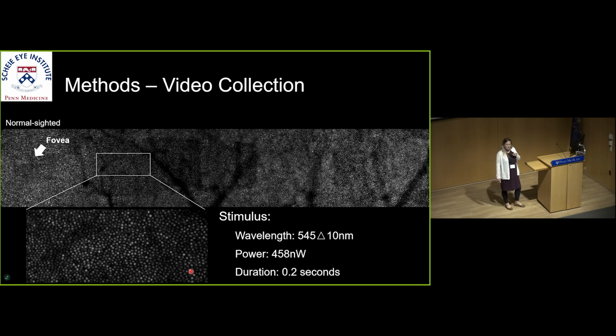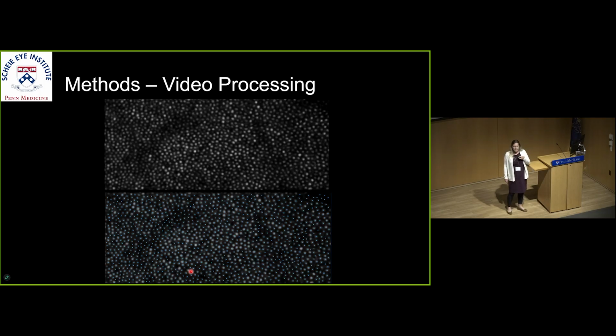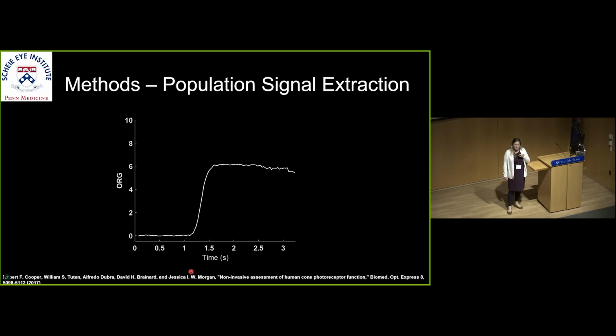We used a 545 nanometer stimulus, which was just shown for 0.2 seconds, so it was like a flash over the full field. Then we align all of those images, identify the cones, and extract their intensity signal throughout the video sequence, again arriving at this ORG signal over time.